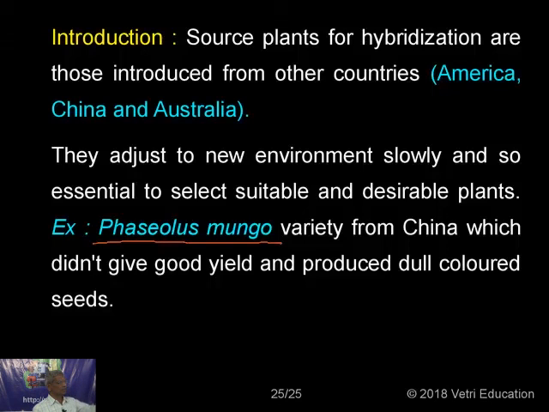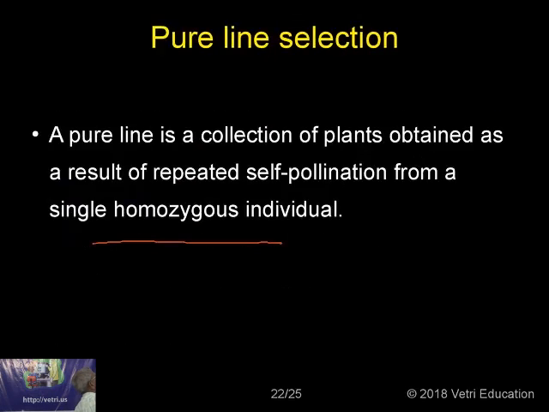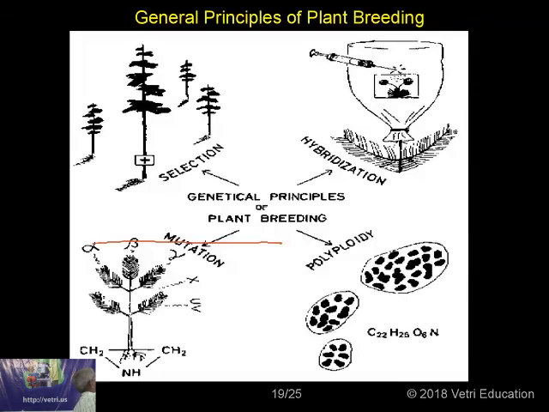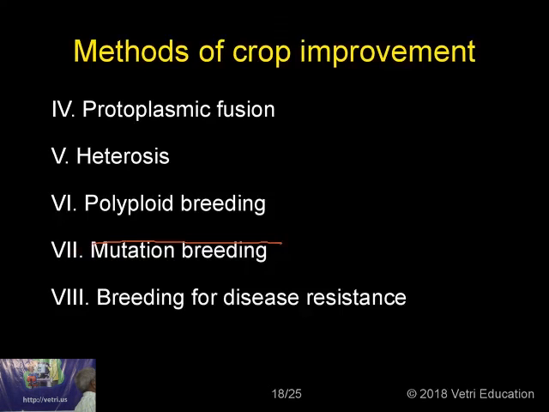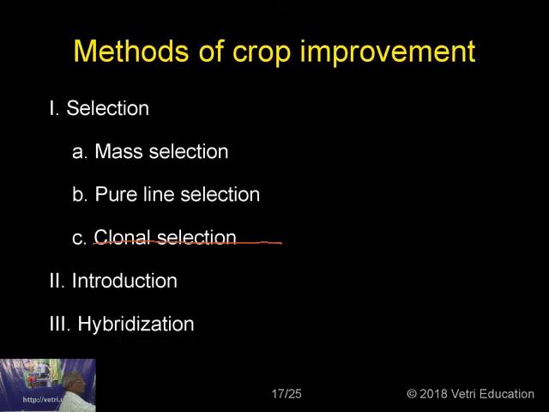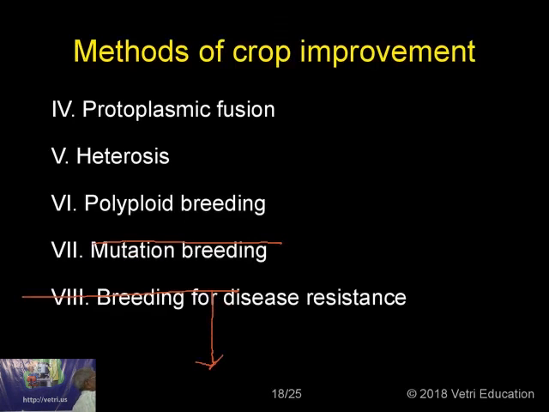Of course, the lecture is incomplete. We have got some more methods of plant breeding. If you go to the slide, you will understand that. So selection up to introduction we have studied here. Hybridization and the other things, namely protoplasmic fusion, heterosis, everything, will be taken up in another class. Okay, fine, that's good.